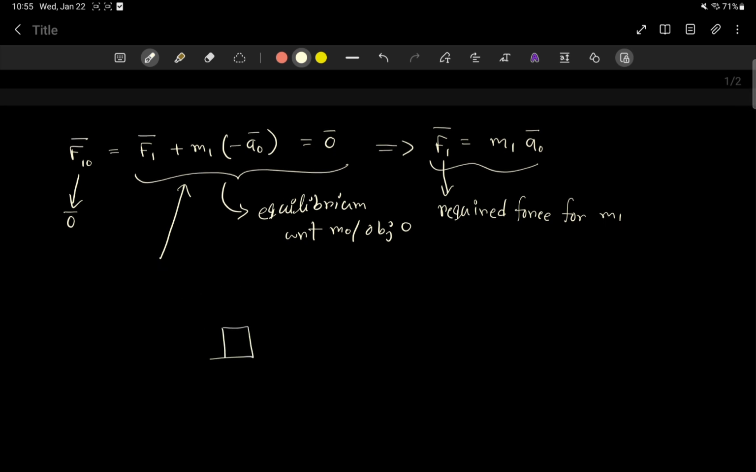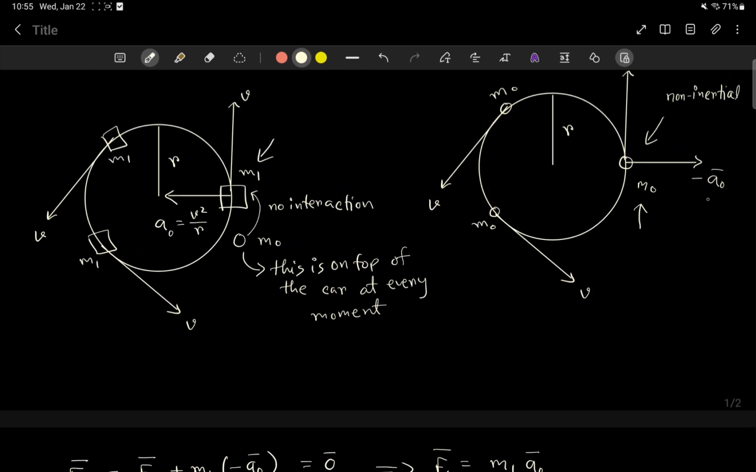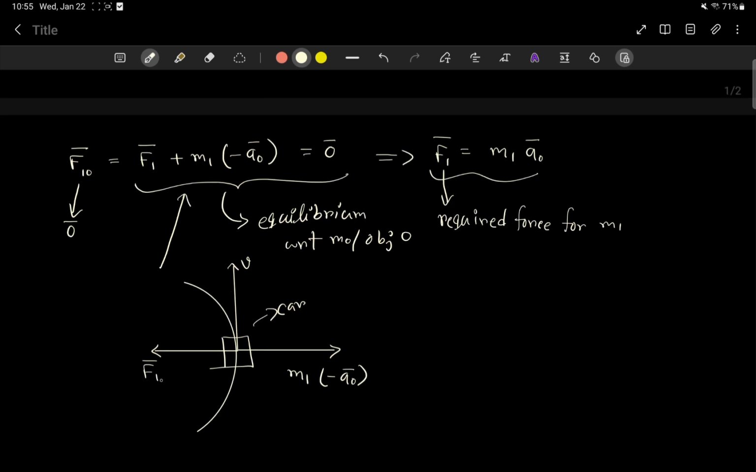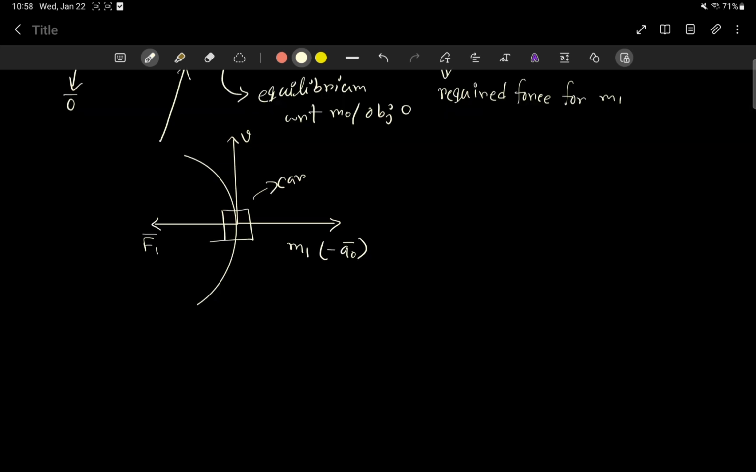What this equation really means is this: this is the car, and there is a force F1. Of course, it is going along a circular path, its velocity is v, and this is F1. It must be neutralized by the force M1 times minus a naught. As we have already seen, the direction of minus a naught is radially outward, and as F1 has to balance this one out, it is in the opposite direction, radially inward. So that's about it.